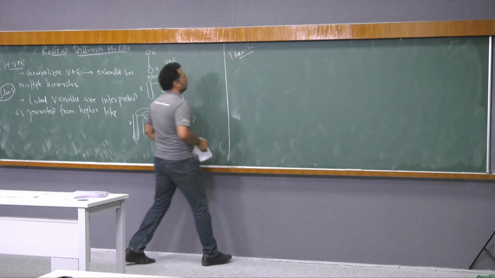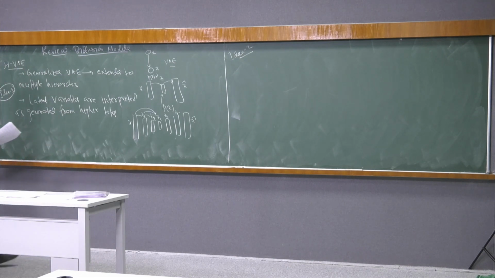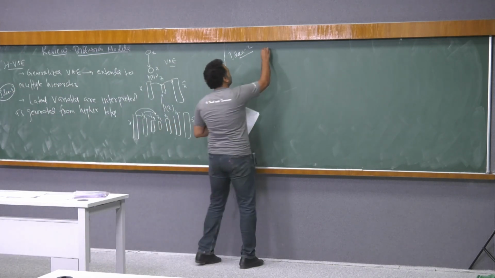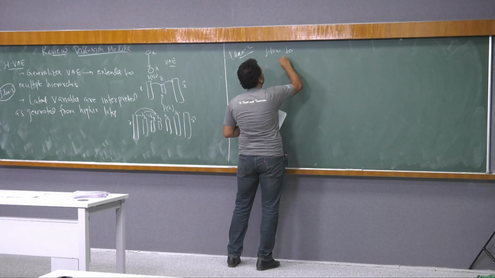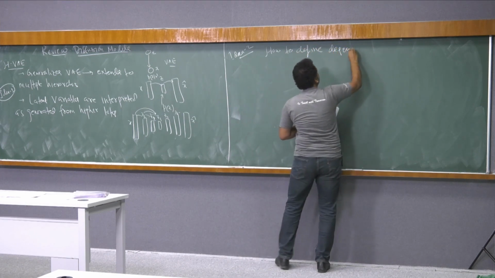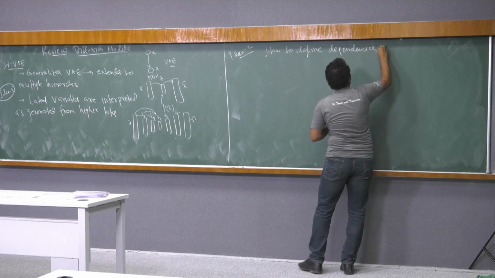So today we will also see everything in this view. Okay, how the ideas were organized. Okay, just to wrap up. So idea number 2 was, how do you define these dependencies? How to define dependencies in this hierarchy.